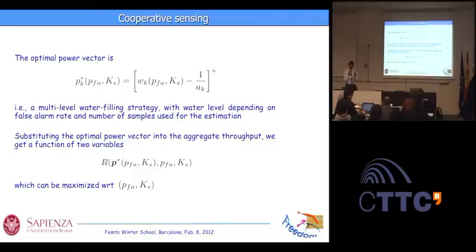Just because the relationship between false alarm rate and number of samples on one side and the power vector allocation is one-to-one. There's one relationship, which is this one. I don't know if I'm clear. Am I clear? Did I answer your question? Yeah. Yeah. Thank you.